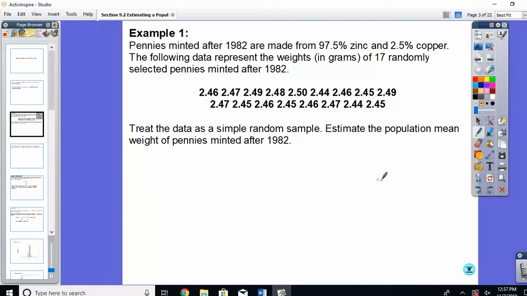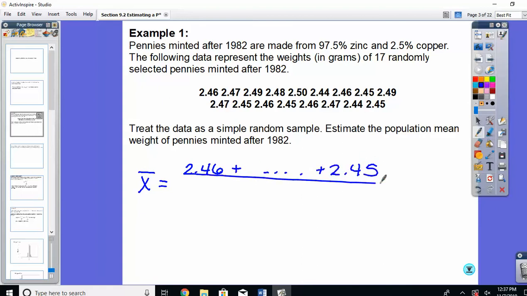So, do I have the data from every single penny made after 1982? No. We are estimating the population mean by finding the mean of this group. How would you find the mean of it? Right. So, for the mean, you add them all up. I am not taking the time to write all those down. And we will divide by 17 because that's how many points we have. So, grab your calculator. The sample had a mean, or an average, of 2.464.